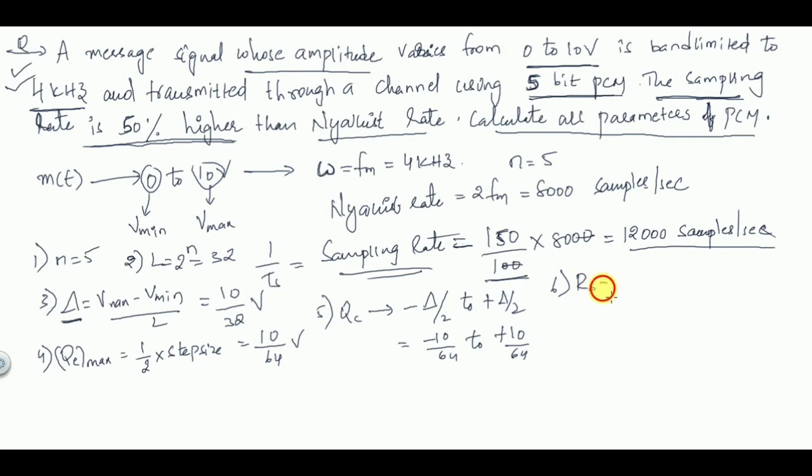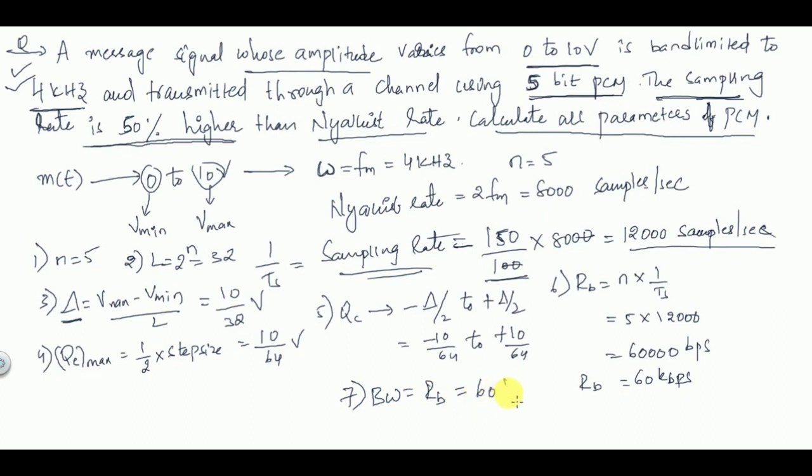Next, sixth is RB. RB is equal to n into 1 by Ts. So it is 5 into 12,000, which is 60,000 bits per second, or 60 kbps. So this is RB. And the last point is bandwidth. Bandwidth of PCM is equal to RB, which is equal to 60 kbps, here it is 60 kilohertz. That is the bandwidth here.